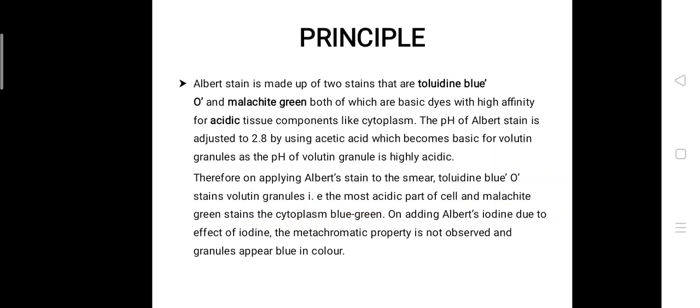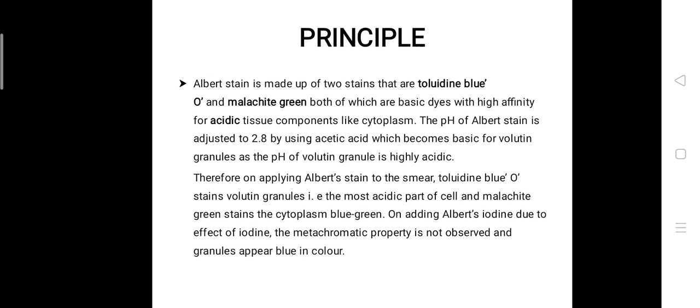Now, the principle of this Albert stain is that it is made up of two stains, toluidine blue O and malachite green, both of which are basic dyes with a high affinity for acidic tissue components like cytoplasm. The pH of Albert stain is adjusted to 2.8 by using acetic acid, which becomes basic for volutin granules as the pH of volutin granules is highly acidic.